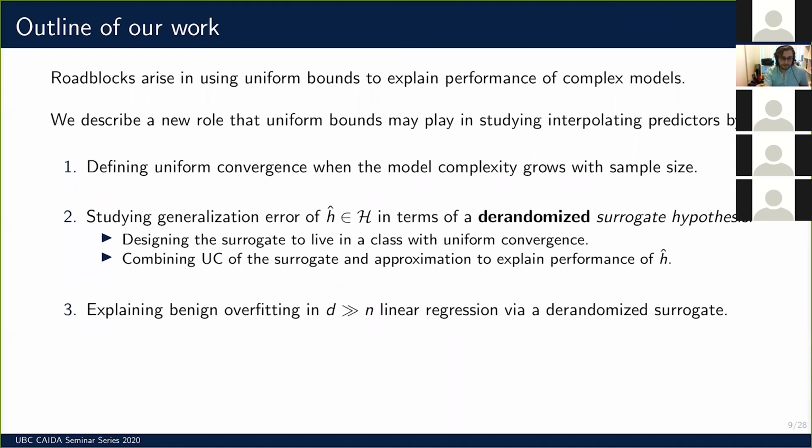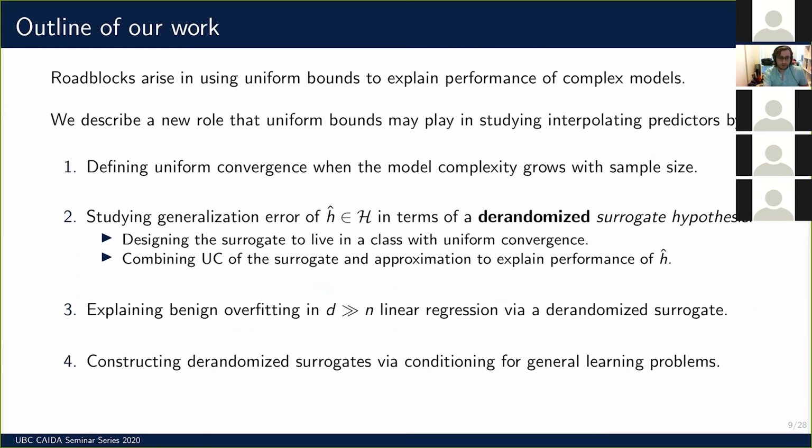And we're going to use this method to explain benign overfitting in very overparametrized linear regression. So the dimension is much larger than the number of samples, linear regression. And we're going to do this by introducing a very particular derandomized surrogate, which mimics the state-of-the-art analysis for this problem.